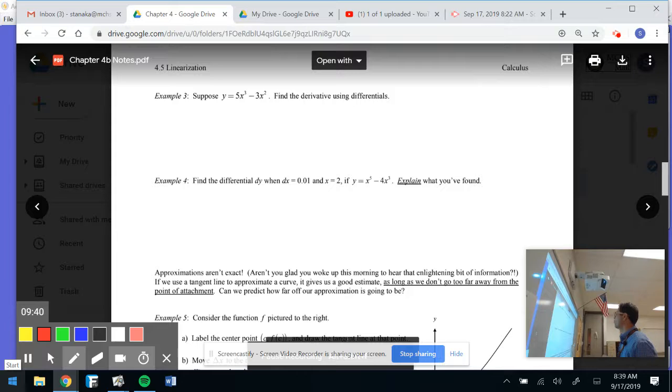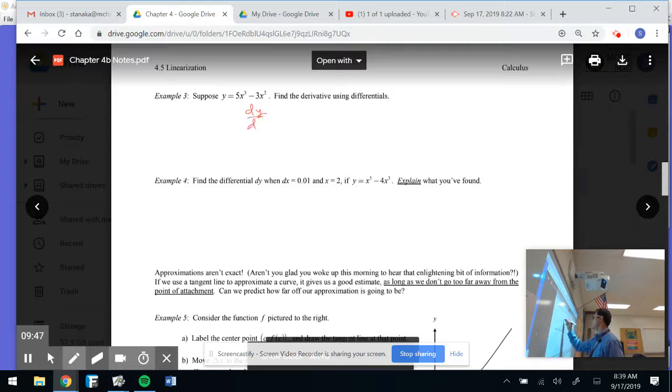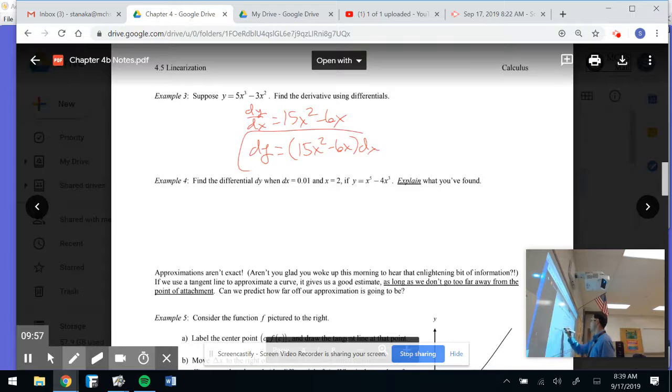Example 3, we're going to go with differentials right now, and it says find the derivative using differentials. So that's just a little dy dx equal to 15x squared minus 6x. That means your change in y is going to be equal to that slope times the change in x. It's just that. Well, how do we use that stuff? You're about to find out why.